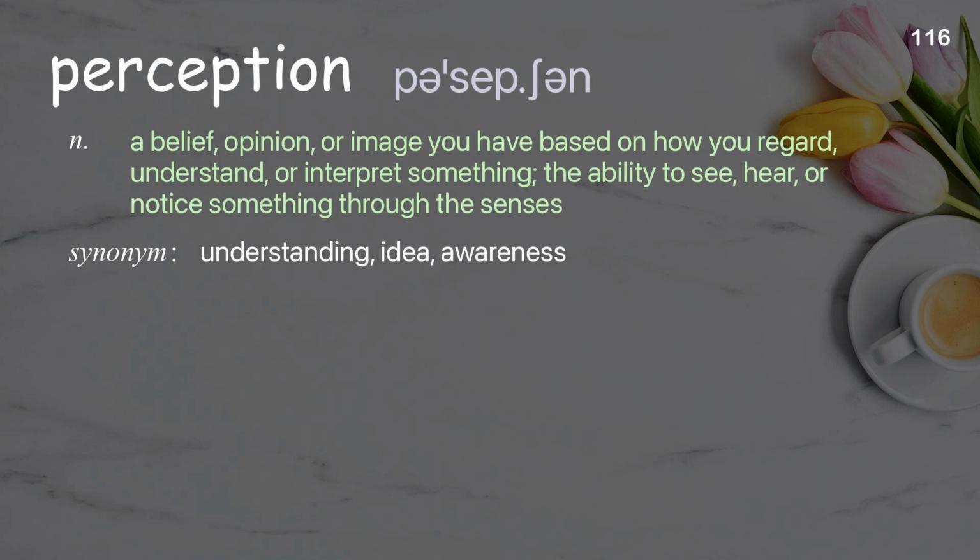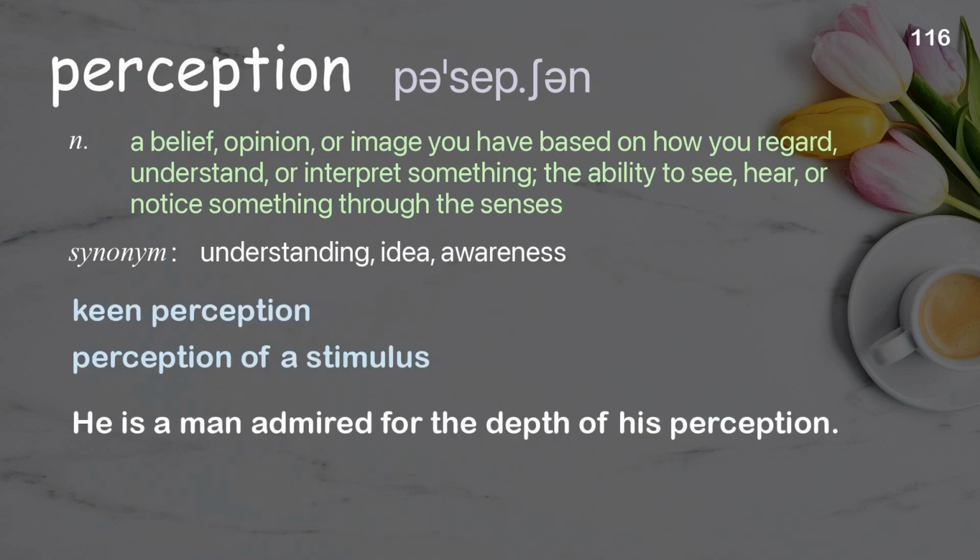Perception. A belief, opinion, or image you have based on how you regard, understand, or interpret something. The ability to see, hear, or notice something through the senses. Examples: Keen perception. Perception of a stimulus. He is a man admired for the depth of his perception.